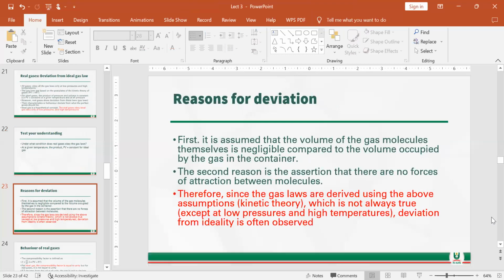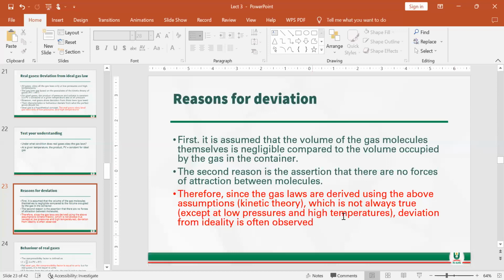Reason for deviation. Why is it that at other temperatures, when the temperature is low or when the pressure is high, there's a deviation? What we mean by deviation is, why is it that real gases do not obey the gas laws? Because they don't obey, that is deviation.